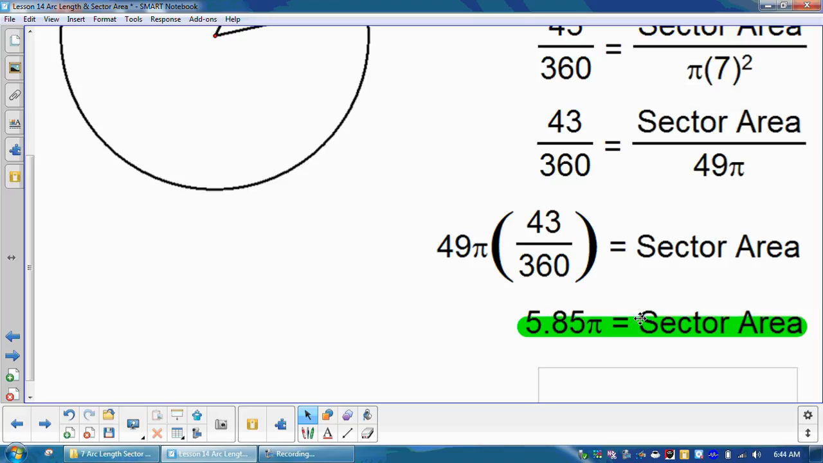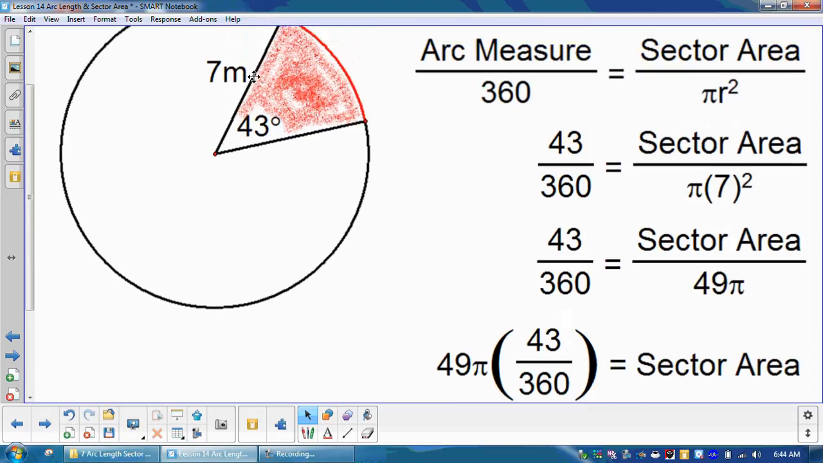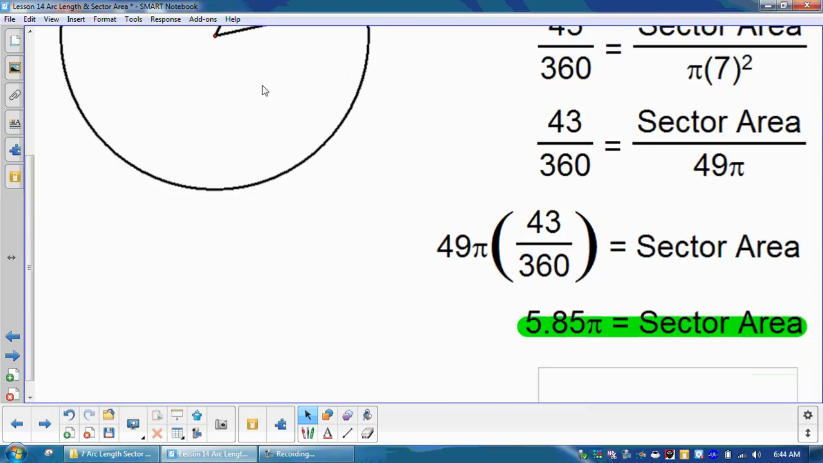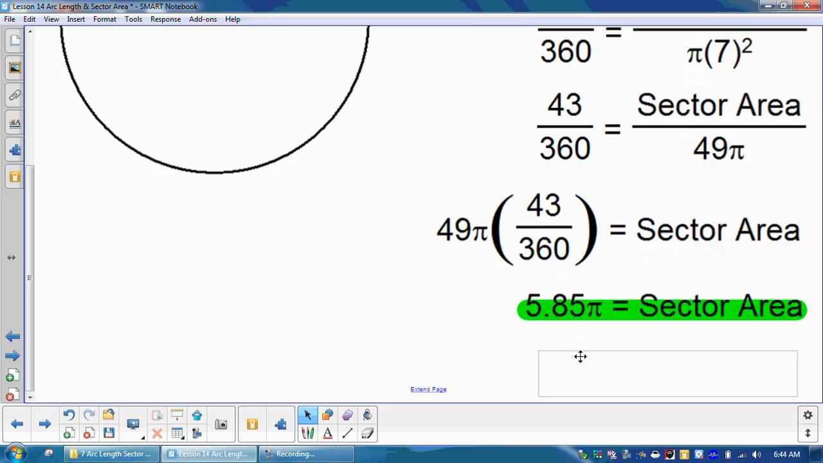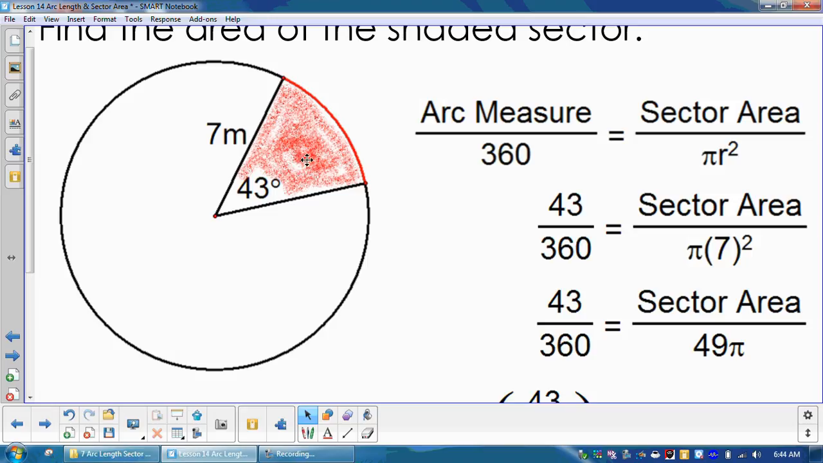So the area of my sector in terms of pi is 5.85 pi, and since we have meters in its area, it would really be meters squared. And if we multiply by pi, it's 18.4 meters squared. So that's the area of this red slice of the circle.